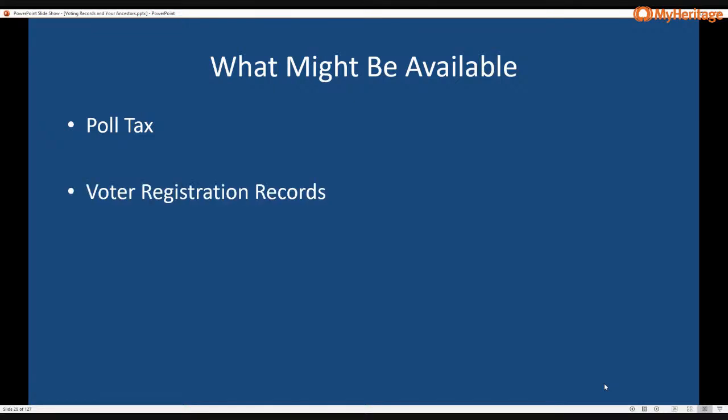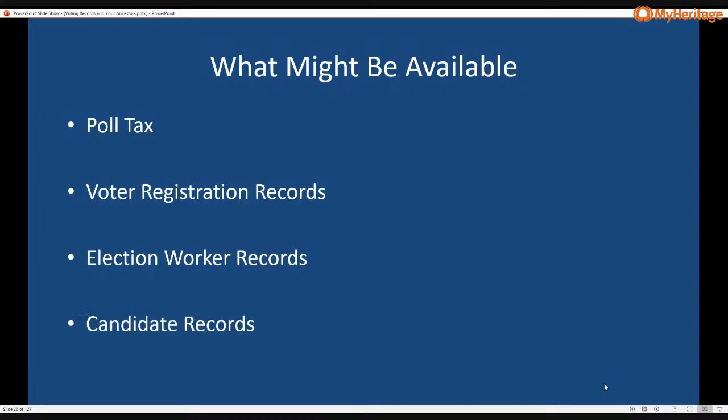Voter registration records. If you're like me, I'm trying to find records where my ancestors either are listed or maybe where they have signed something, their signature. And you may be able to find those on voter registration records. Election worker records. Have you ever thought about your ancestor maybe actually working the elections? They were part of the workforce that helped to get those elections going and completed. And maybe there's records for that.